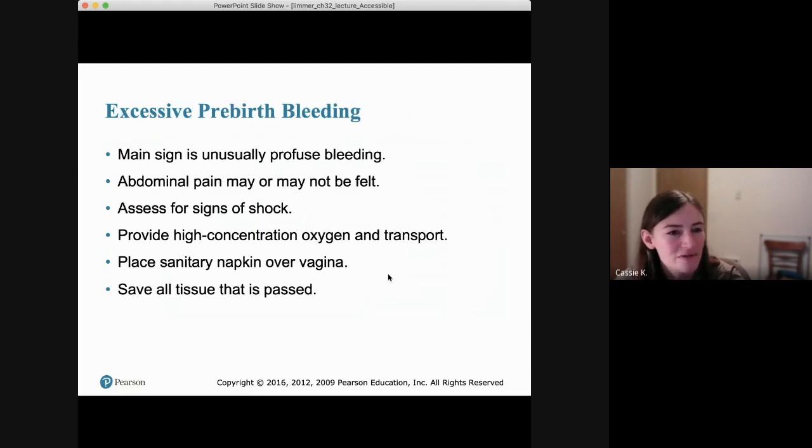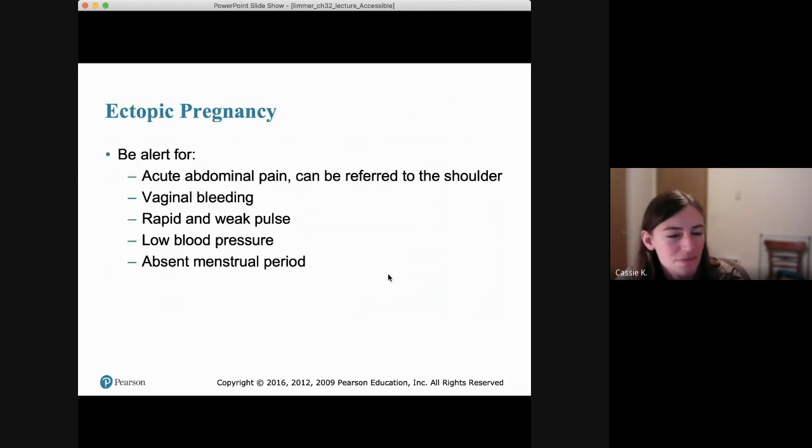For excessive pre-birth bleeding, the main sign is usually going to be profuse bleeding. They may or may not have abdominal pain. We'll be looking for signs of shock. We'll provide oxygen and other treatments for shock. If we do see bleeding, we'll place dressings or a sanitary napkin. And if there's tissue that's been passed, we will save that in case it was a miscarriage.